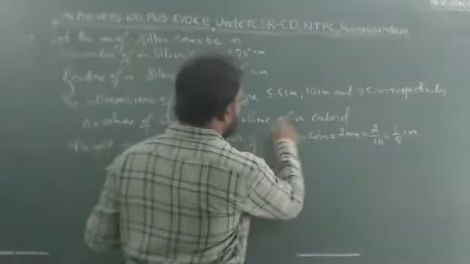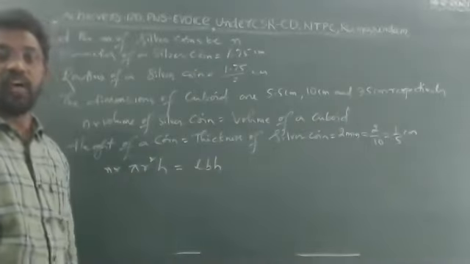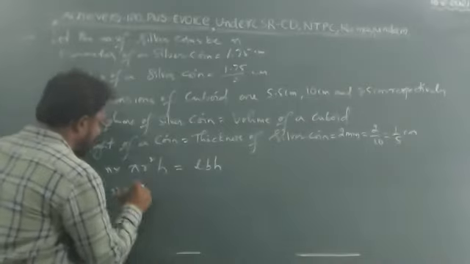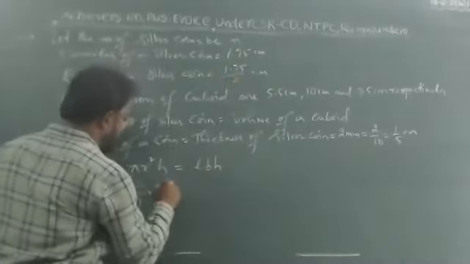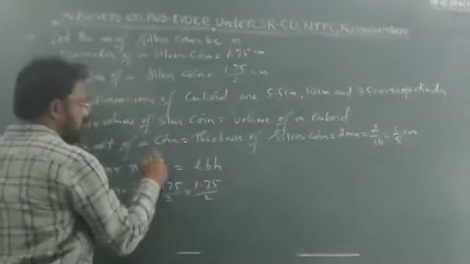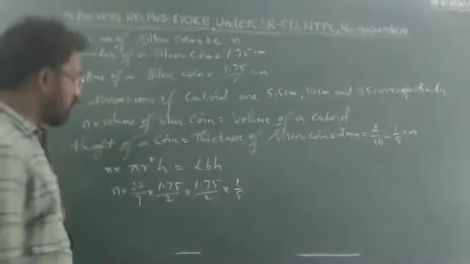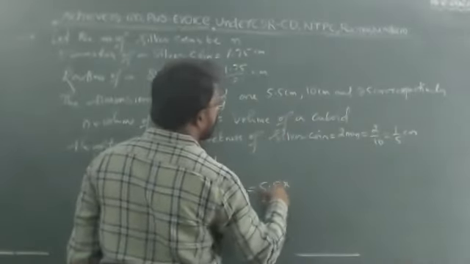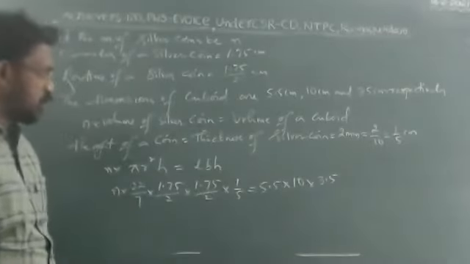Yes. Next, volume of a cuboid. What is the formula? L into B into H is the formula to find the volume of a cuboid. Now substitute the values. N into 22 by 7 into R, what is R here? 1.75 by 2, 2 times we have to take because R square is there, into H. H is 1 by 5 centimeter. Length is 5.5, breadth 10 and height is 3.5 centimeters.